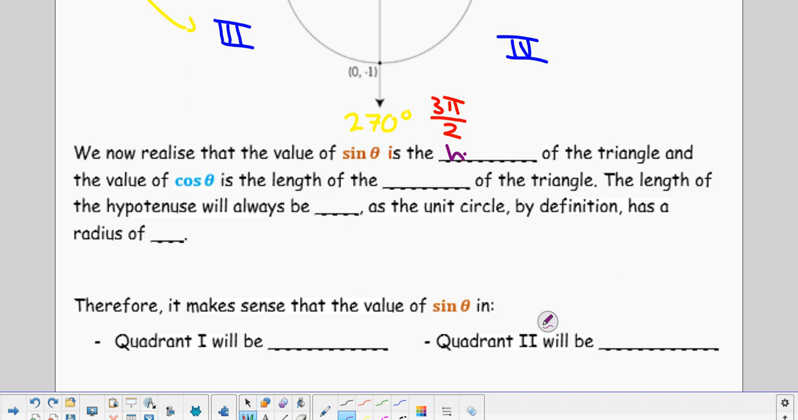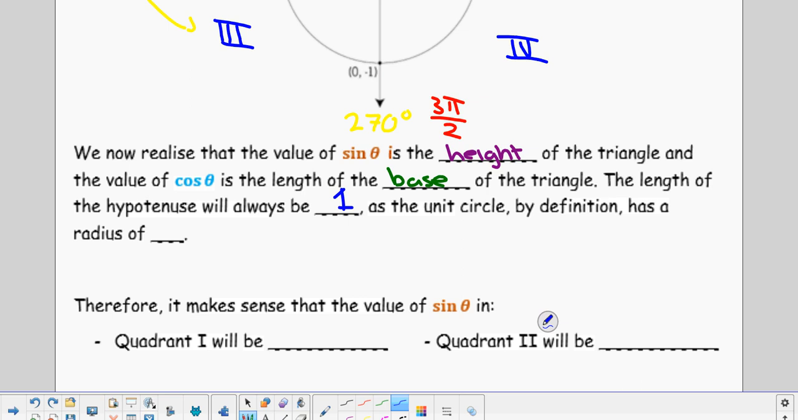Is the height of the triangle, or the y coordinate of the point P, and the value of cos theta is the length, or you can call it base if you want. Horizontal length, base of the triangle, or you can think of it as the x coordinate of the point P. The length of the hypotenuse will always be... I'm just going on and on about this stuff because it's kind of helpful to know.